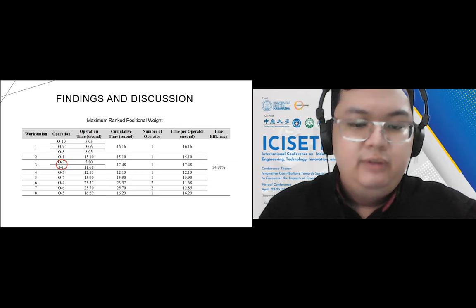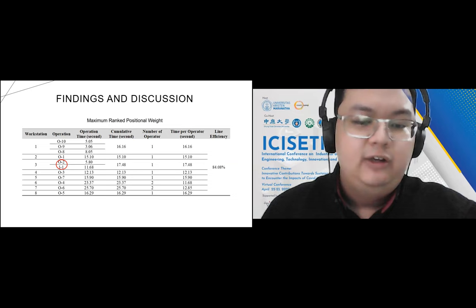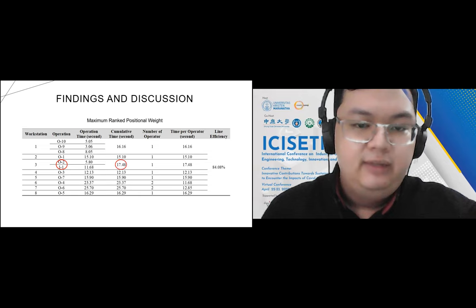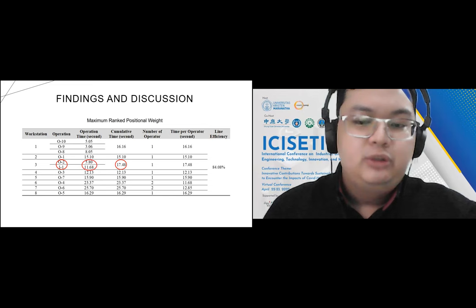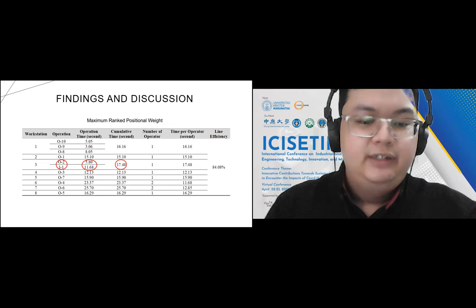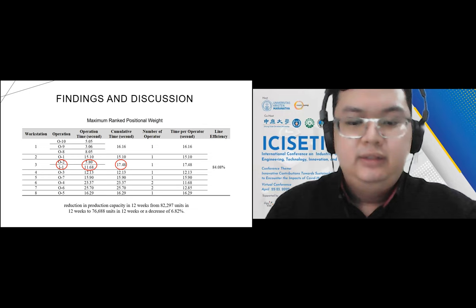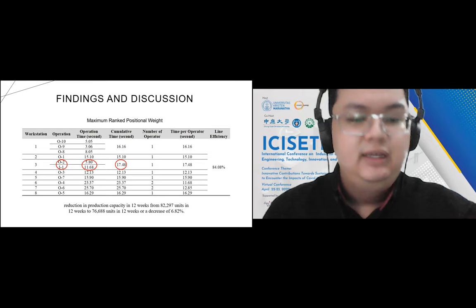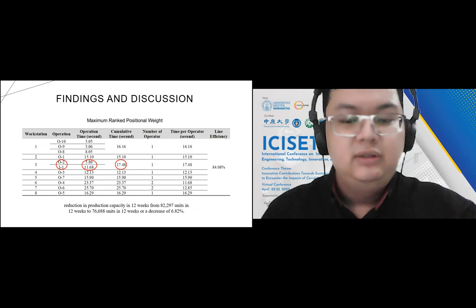The effect of the balancing load on workstation 3 is reducing the percentage of use of the rivet setter machine in operation 2, because the operating time of workstation 3 is 17.48 seconds, consisting of 5.8 seconds of operation. Since workstation 3 is the bottleneck in the production line, it can be concluded that the use of the rivet setter machine in operation 2 is only 33.2%. In addition, there was a reduction of capacity in 12 weeks from 82,297 units to 76,688 units, a decrease of 6.82%.